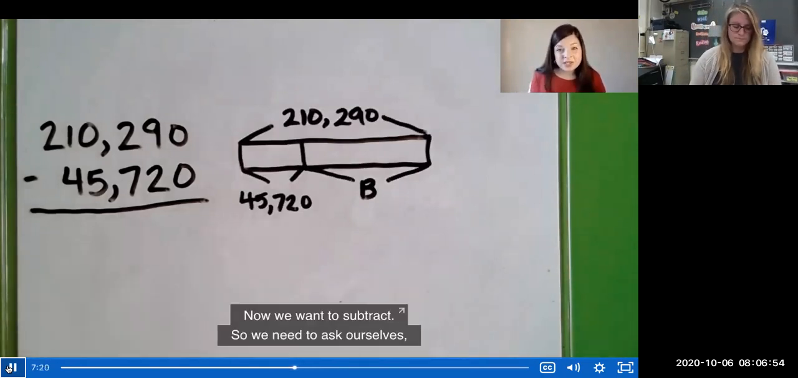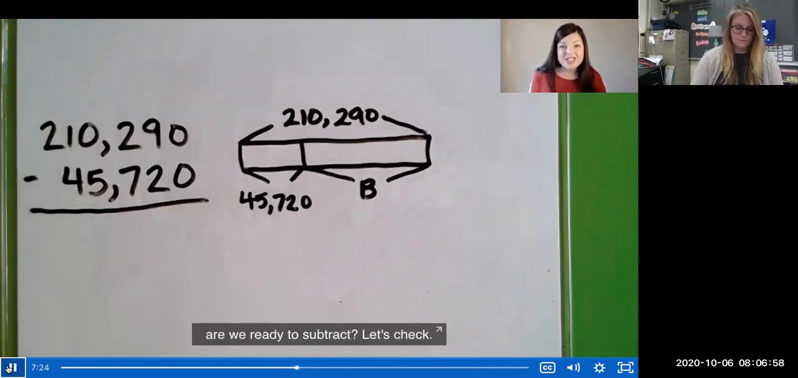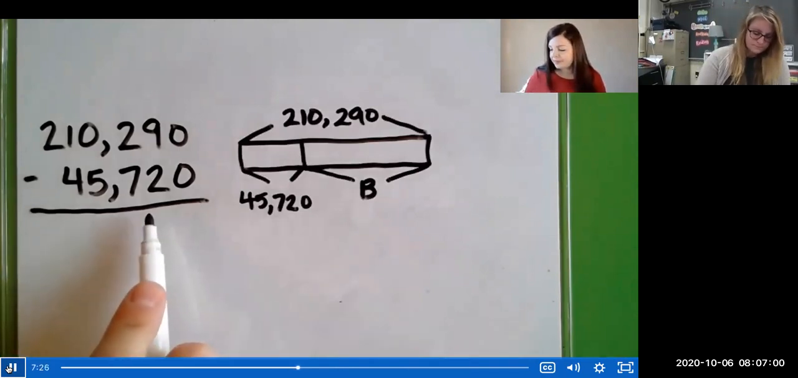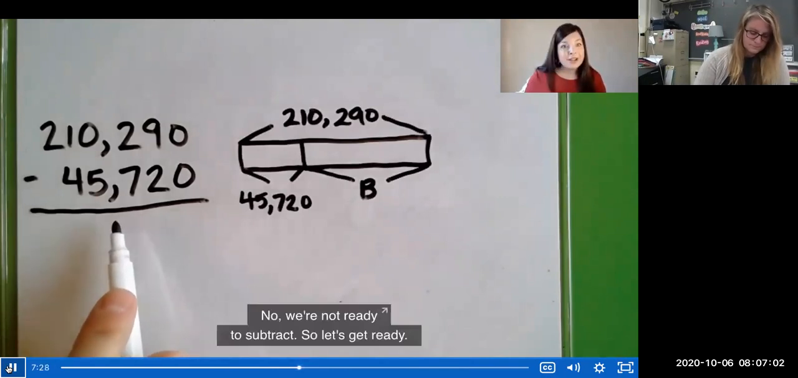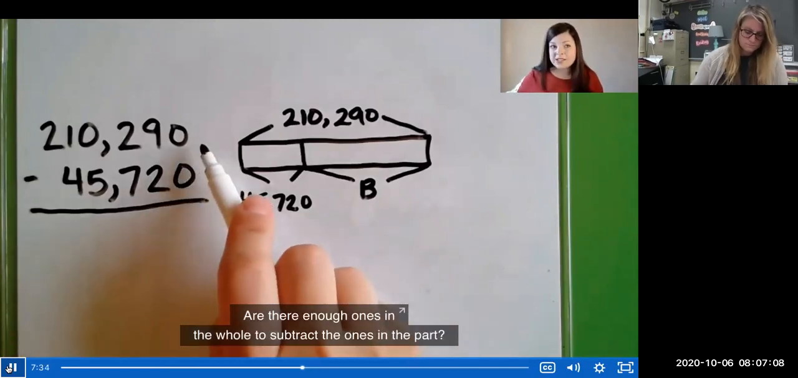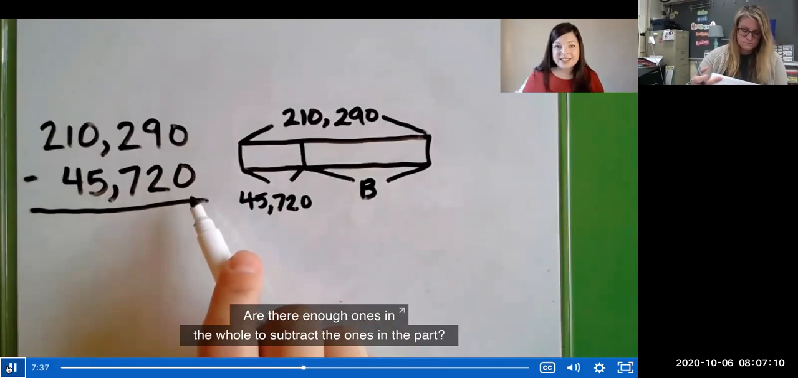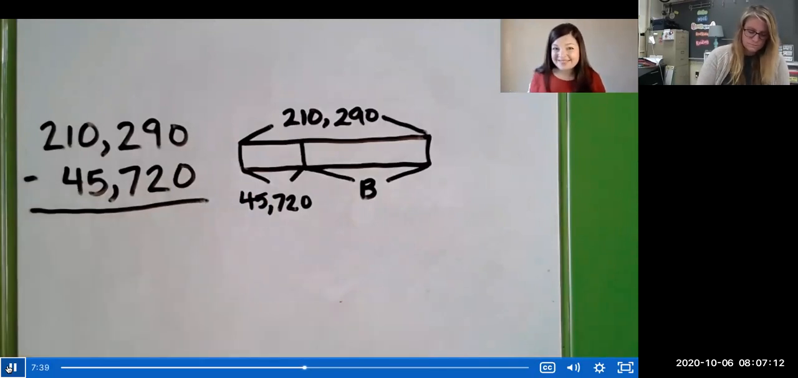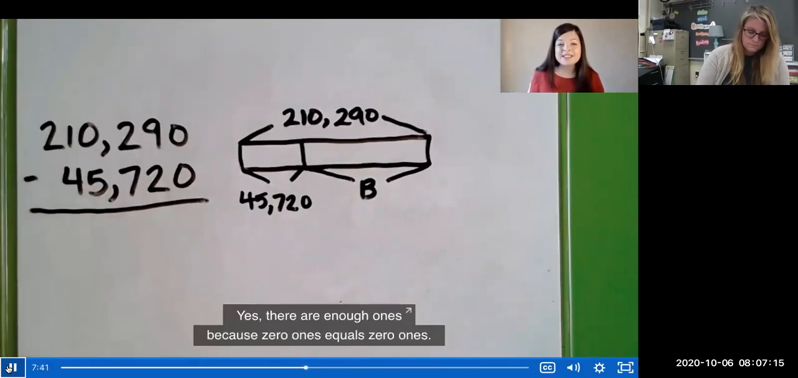Now we want to subtract, so we need to ask ourselves, are we ready to subtract? Let's check. Nope, we're not ready to subtract. So let's get ready. Are there enough ones in the whole to subtract the ones in the part? Yes, there are enough ones because 0 ones equals 0 ones.